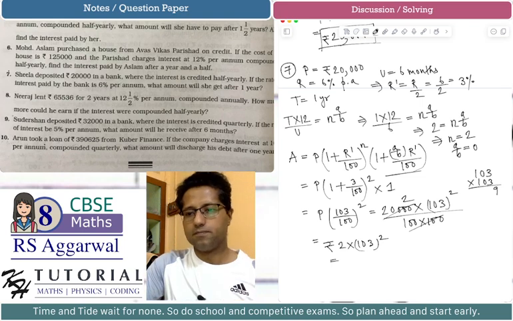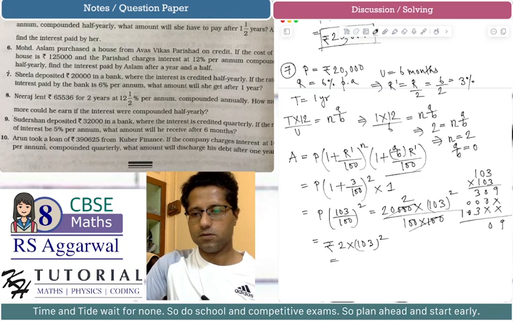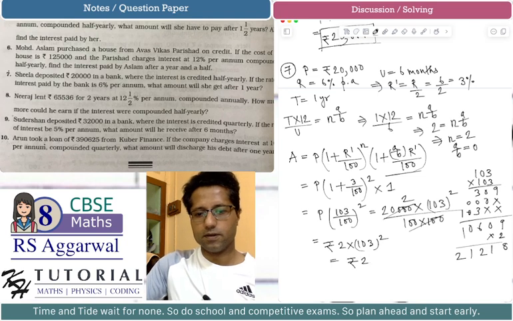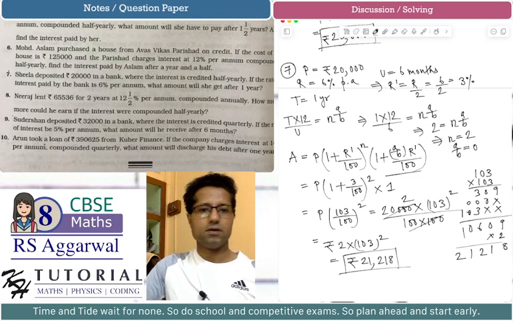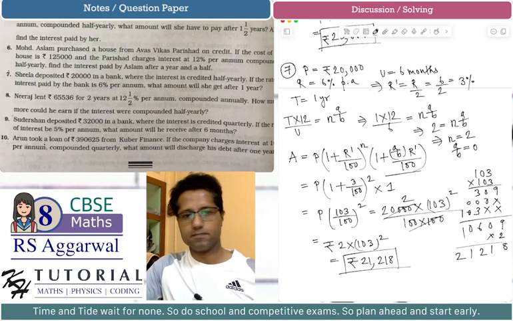103 square is 10609, multiplied by 2 gives 21218. So this is rupees 21,218, the amount that Sheila will get from the bank after 1 year.